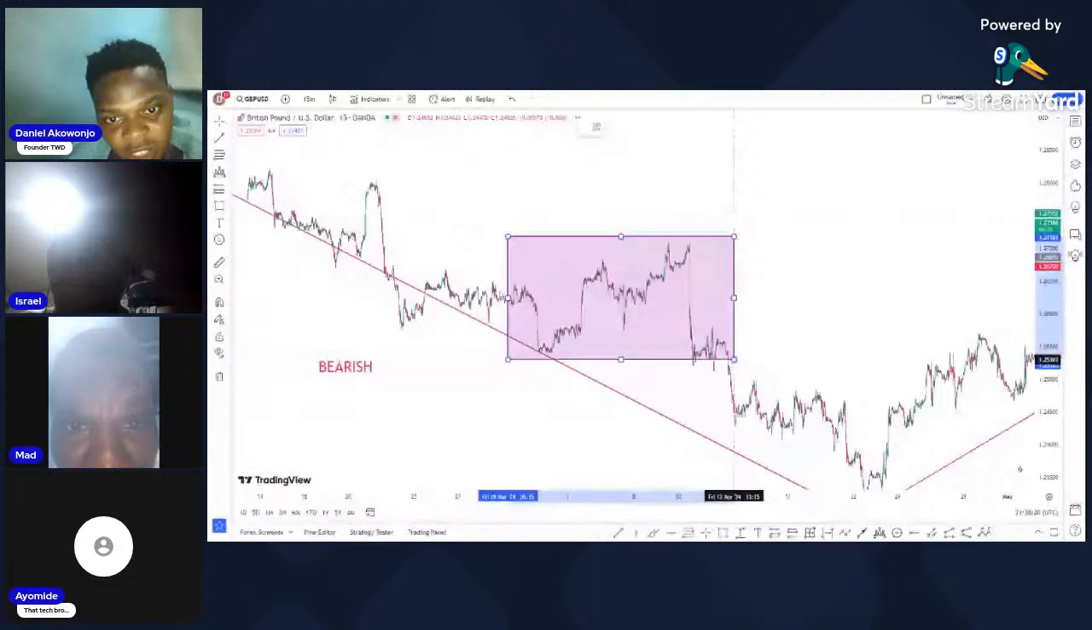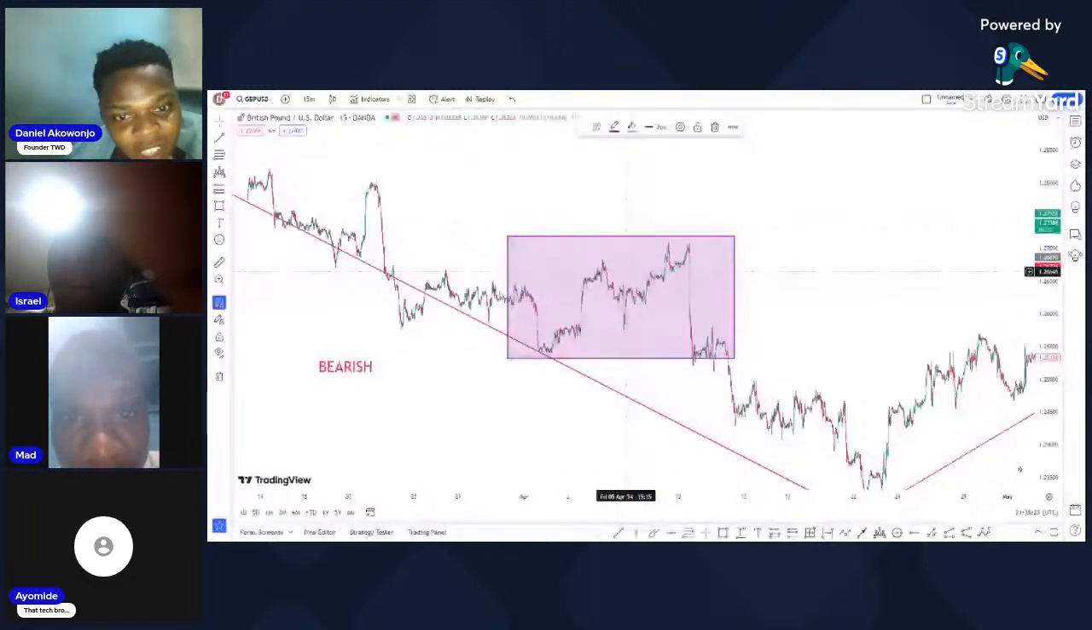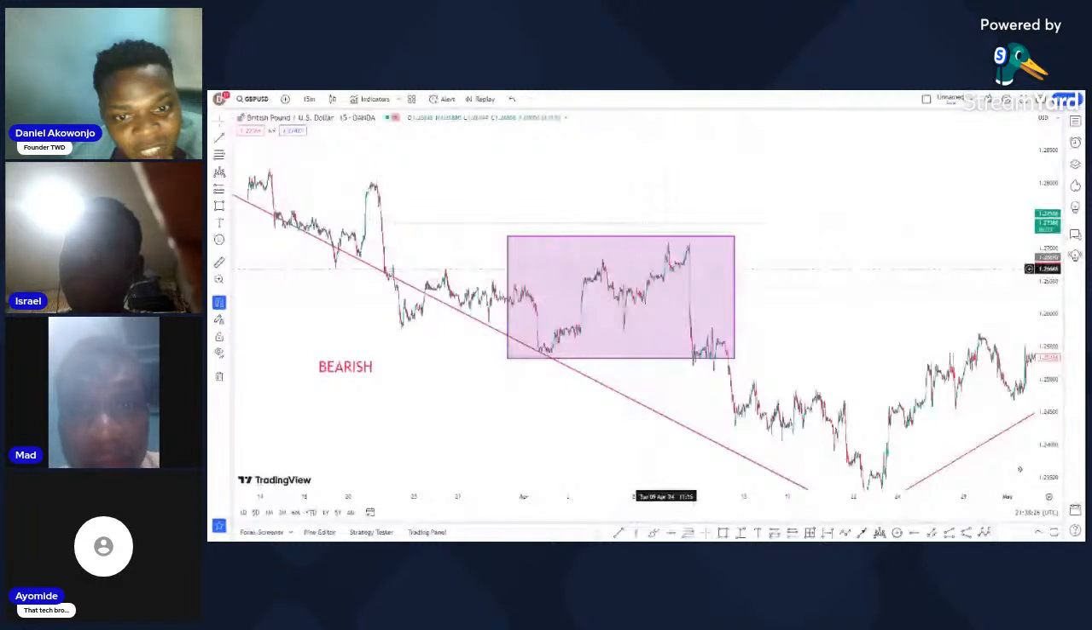You can see this region now. This region now, there was the beginning of an upward trend. Should I show you? Are you guys seeing it?